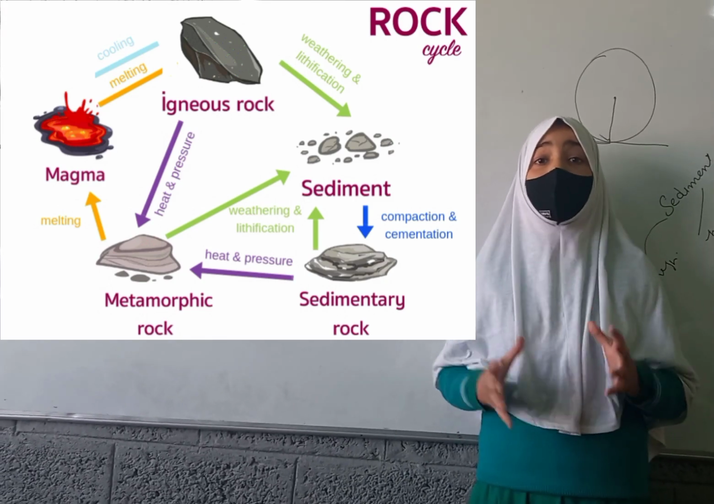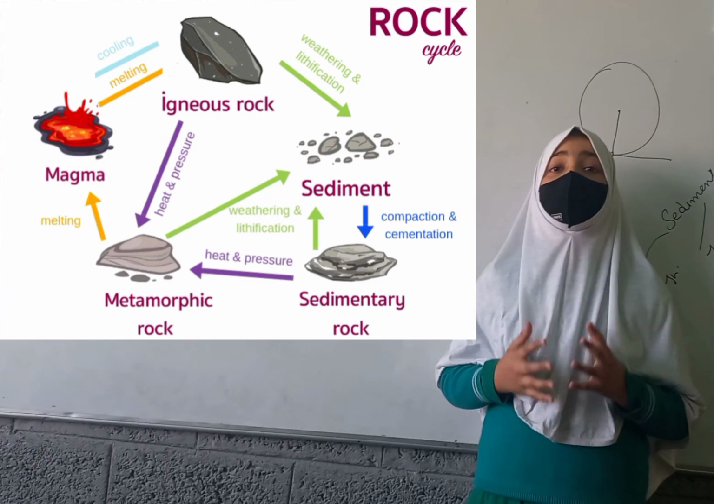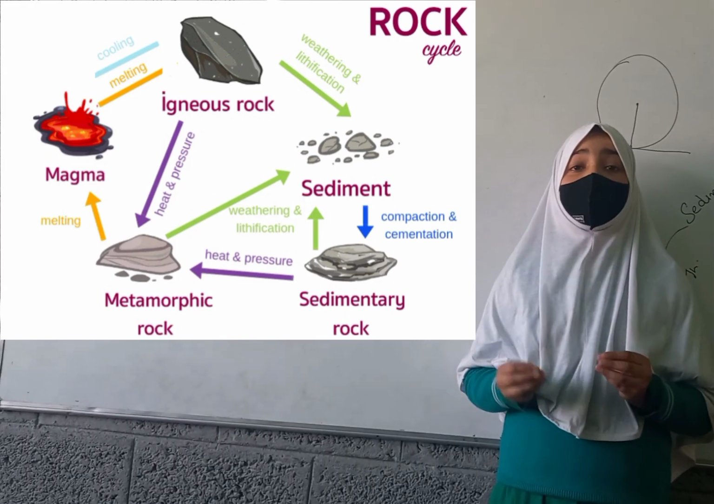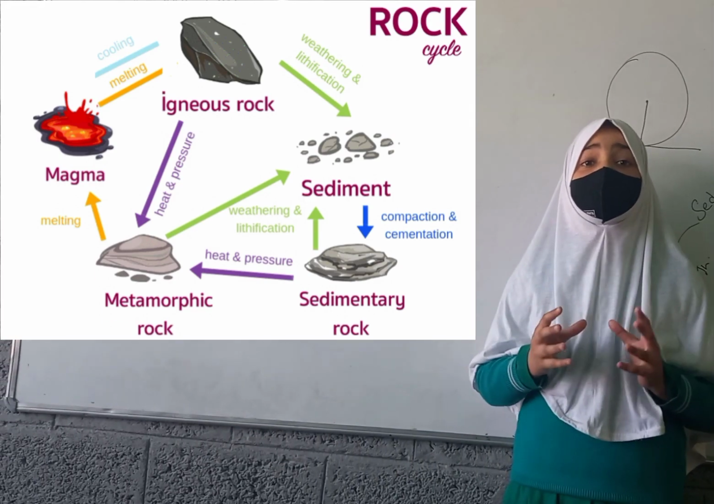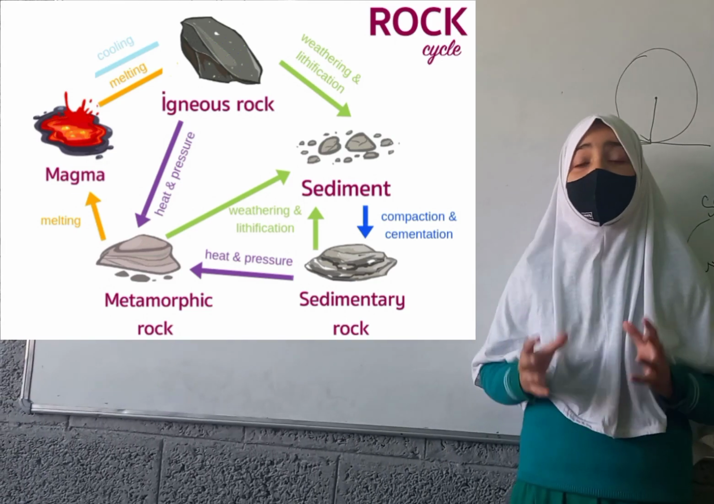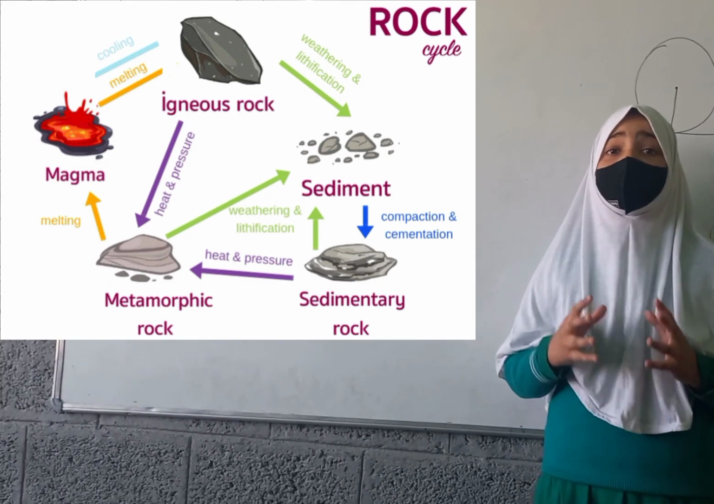First is the magma. Magma is pushed up towards the earth's surface and then it rises slowly, it cools down and hardens to form a rock. That type of rock is known as igneous rock.